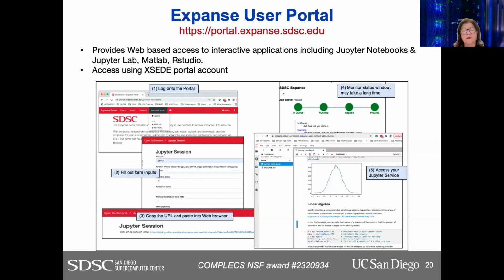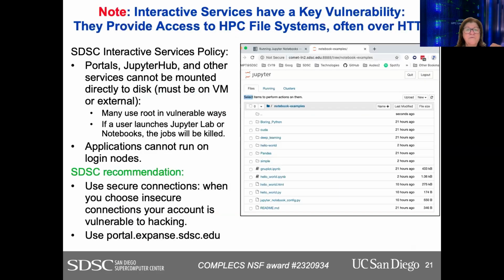It's just constructed and optimized for some of these high-end interactive applications. So I do want to mention a key point: a lot of interactive services have this key vulnerability. They provide access to your HPC file systems, and it's often over HTTP. So be very careful when you're firing up or even installing your own software on your laptop or on another machine or on Expanse, that you're using HTTPS.